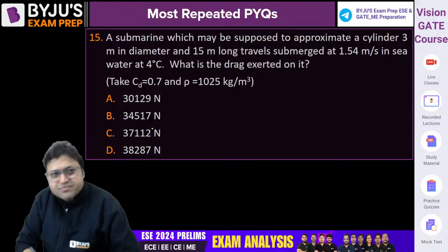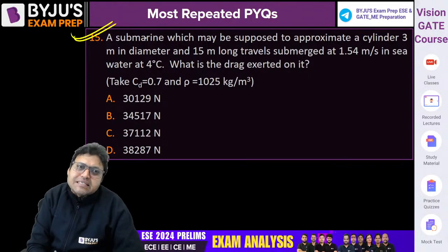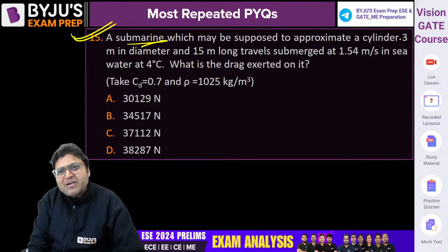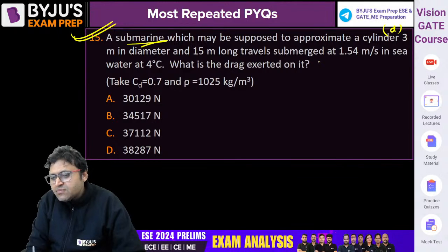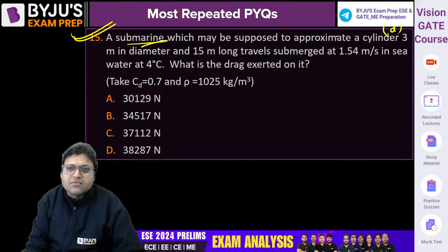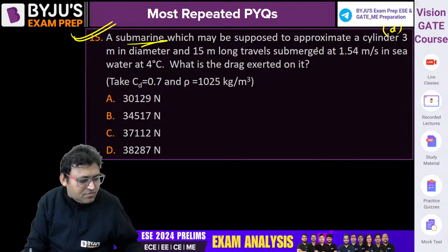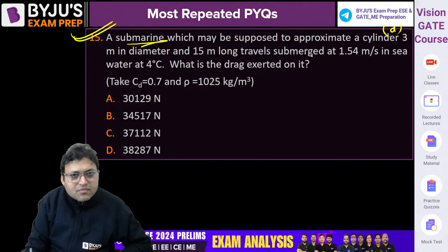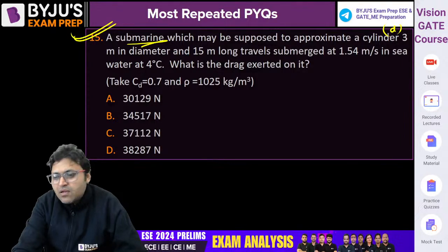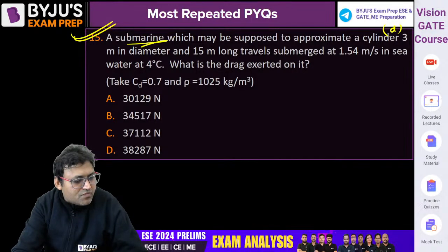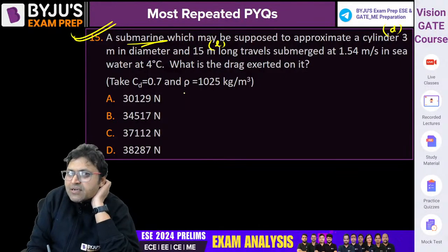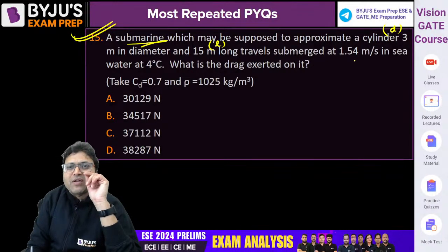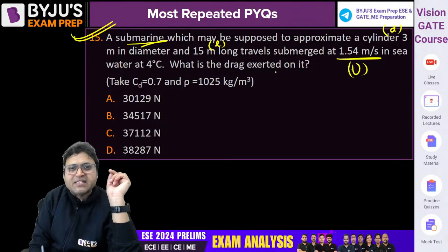Question number 15. Again, the question is from the submerged body: a submarine which may be supposed to approximate a cylinder, 3 meter in diameter and 15 meter long, travels along submerged at 1.5 meter per second. The velocity is in seawater at 4 degrees Celsius. What is the drag exerted?